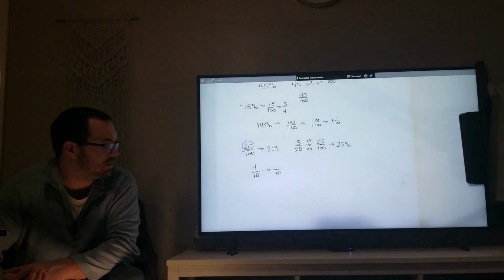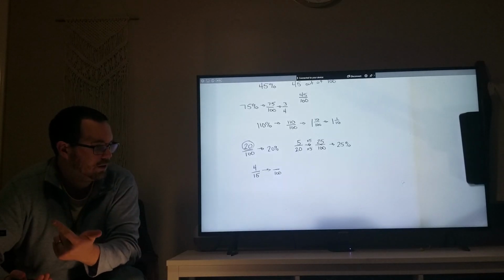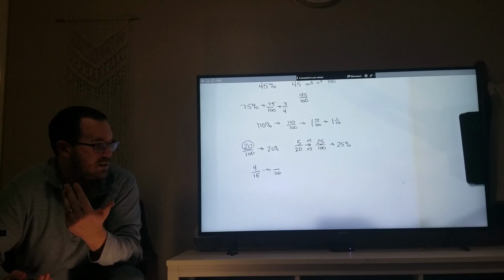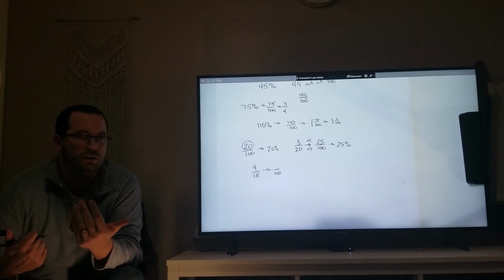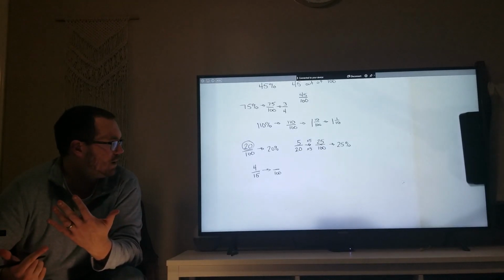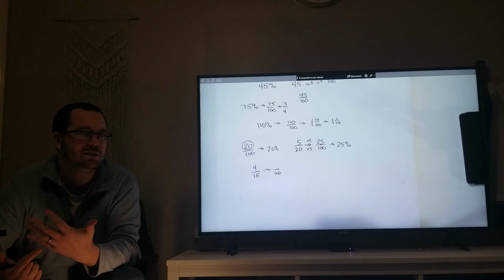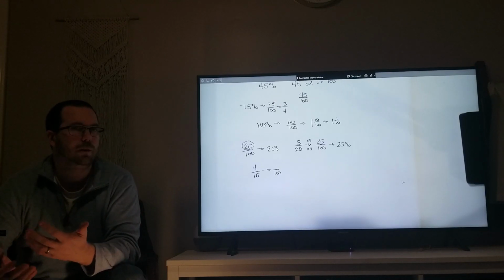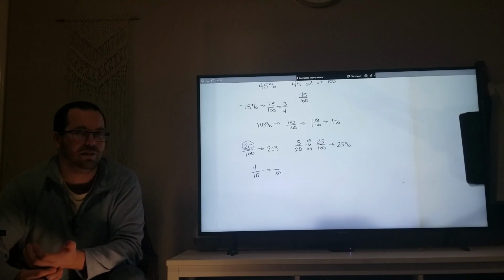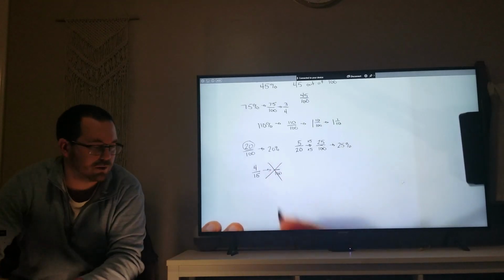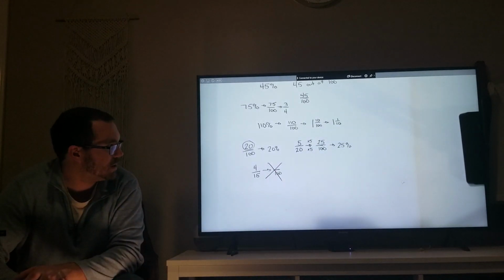Well, you might count up. You might say, okay, 15, 30, 45, 60, 75, 90, 105. So there isn't a whole number that we can multiply by to get there. And so that part doesn't really work this time around.